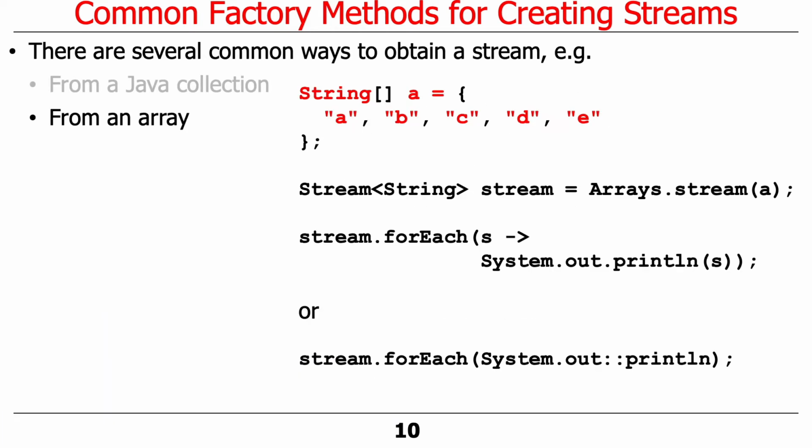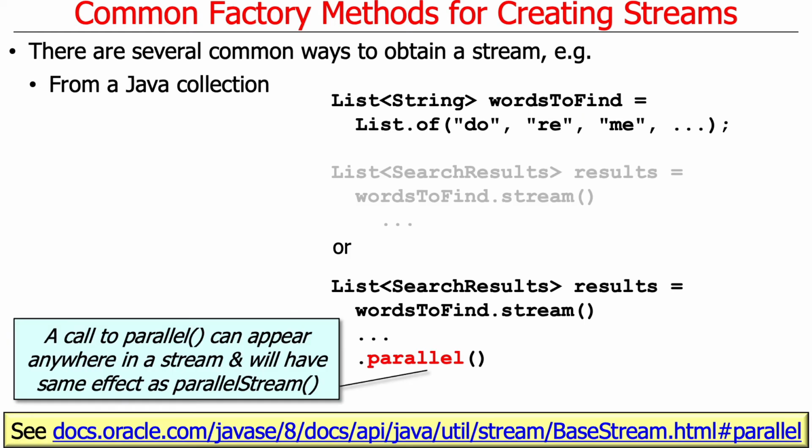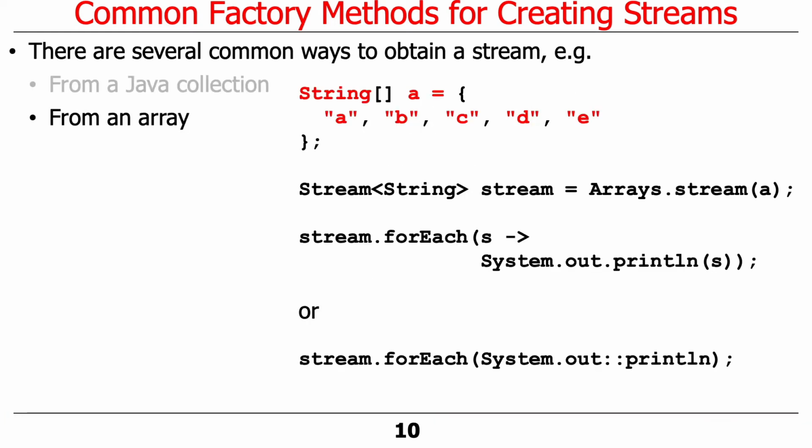So there's another way to create a stream, and that's to take an array and convert that into a stream. Before, we just talked about how you can take a Java collection and turn that into a stream. You can also have an array and turn that into a stream. And here's a couple ways to do it.